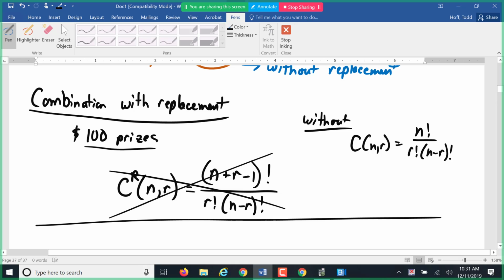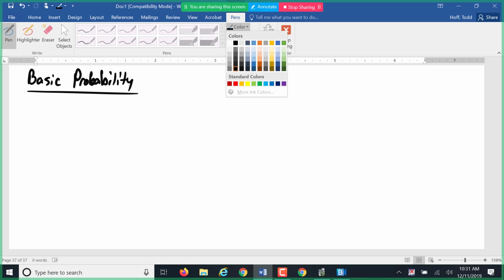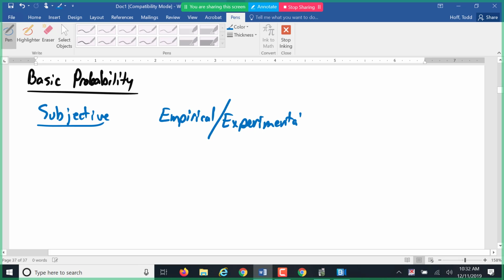So the next step, the second part of the class, we're going to talk about basic probability. There are 3 types of basic probability. There is subjective, there is empirical, sometimes called experimental, and then there is theoretical.